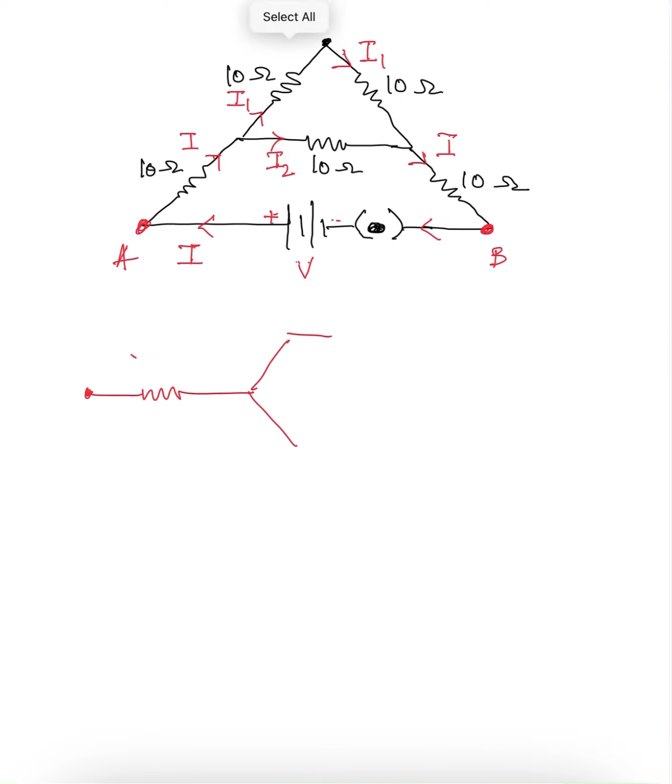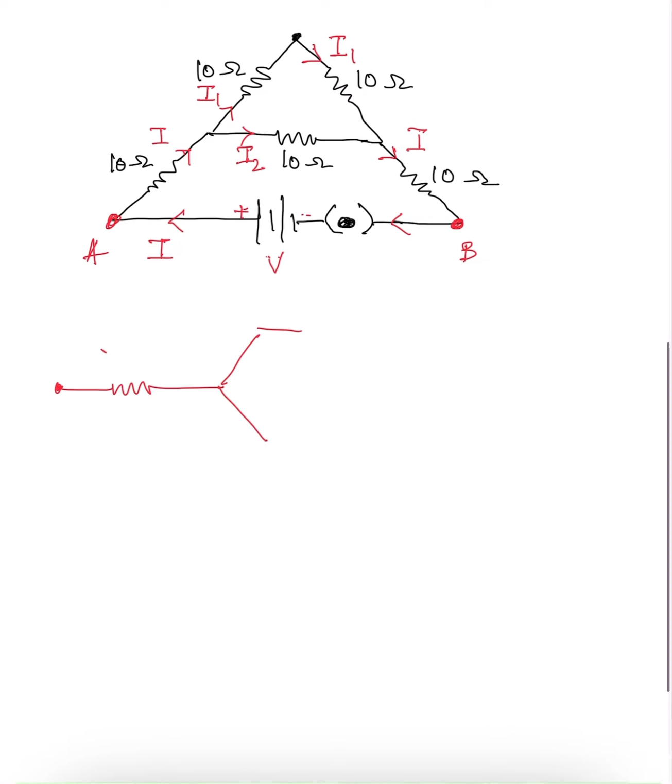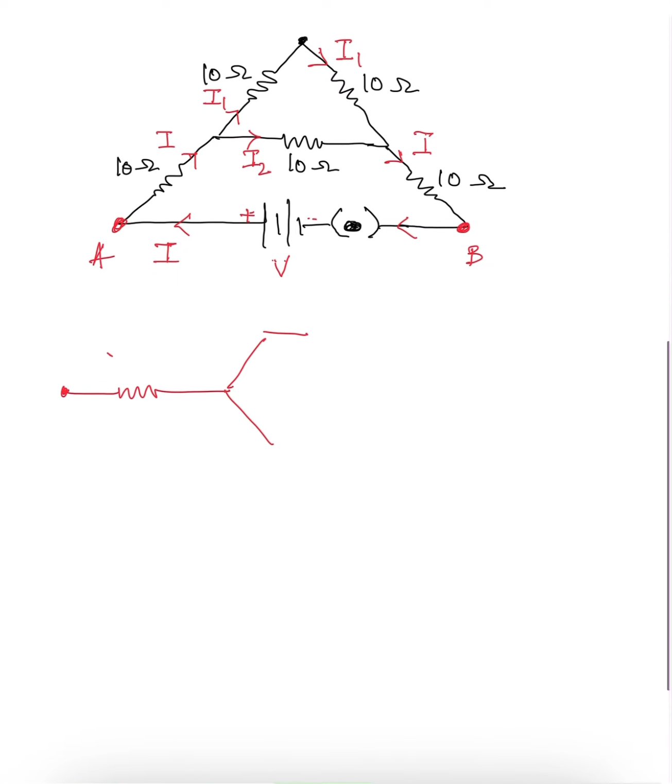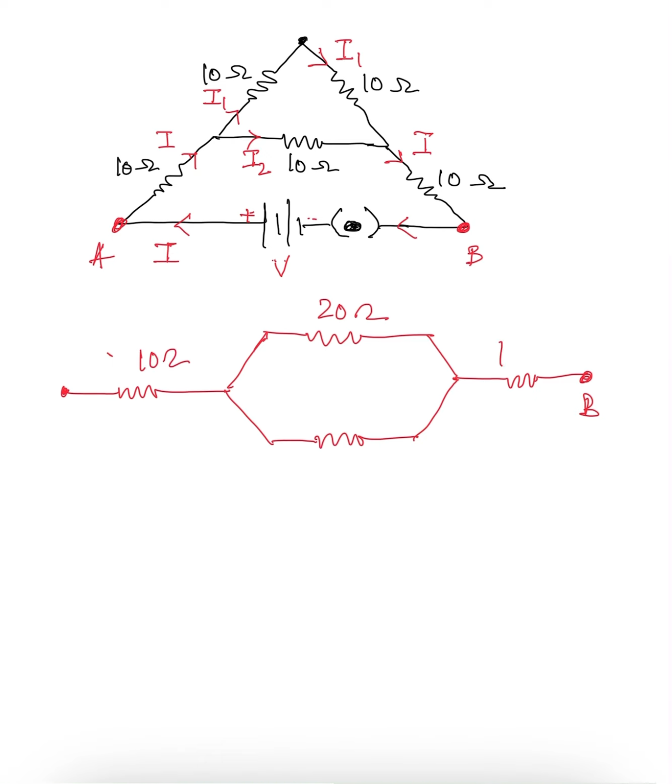Now in our first branch, what did we do? We made the equivalent of these two, so 10 plus 10, that is 20. So we will make a resistance which is equivalent to 20 ohm. And in the next branch, we have another resistance which is 10 ohm. Now these two are meeting and again forming I, and this is my end. So this is 10 ohm, this is 10 ohm, this is 10 ohm.